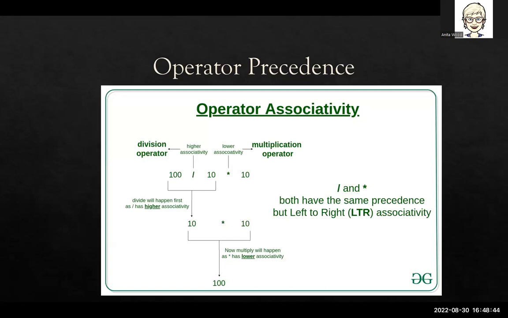I'm using the example from the Geeks for Geeks website. Multiplication and division have the same precedence, and their associativity is left to right. So working through this, you get 100. What happens here is, remember we said that there was going to be a shared operand, and this 10 is shared with the division, and it's shared with the multiplication. So which one occurs first?